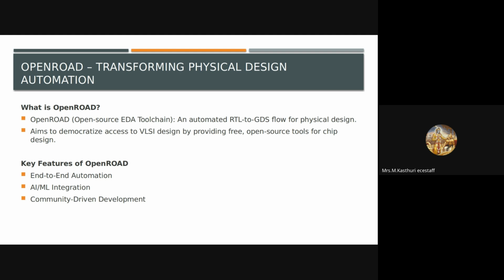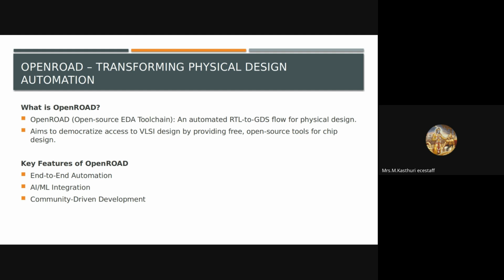OpenROAD's ultimate goal is to create a robust platform that can be used by anyone, from academic institutions to startup companies, for efficient, scalable design. Key features of OpenROAD: end-to-end automation. OpenROAD automates the entire physical design flow from RTL to GDS, making it an end-to-end solution for chip layout.